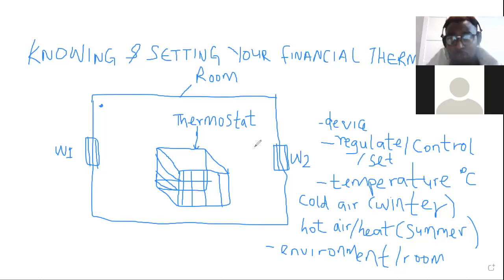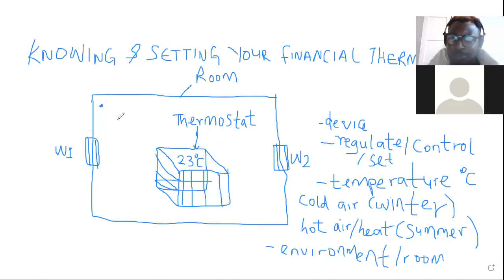Now we have two windows in this room, don't forget, and we have a thermostat placed right in the middle of this room. Let's assume that the thermostat is set to around 23 degrees Celsius.